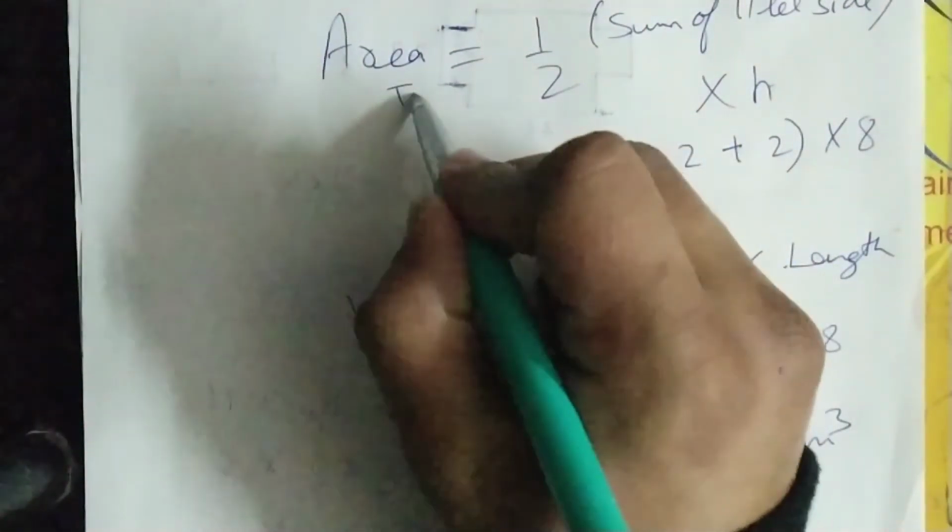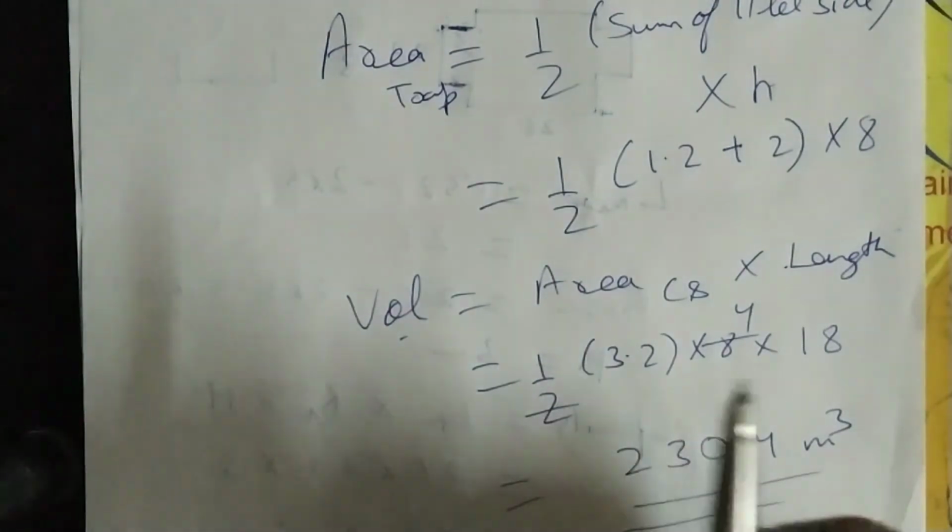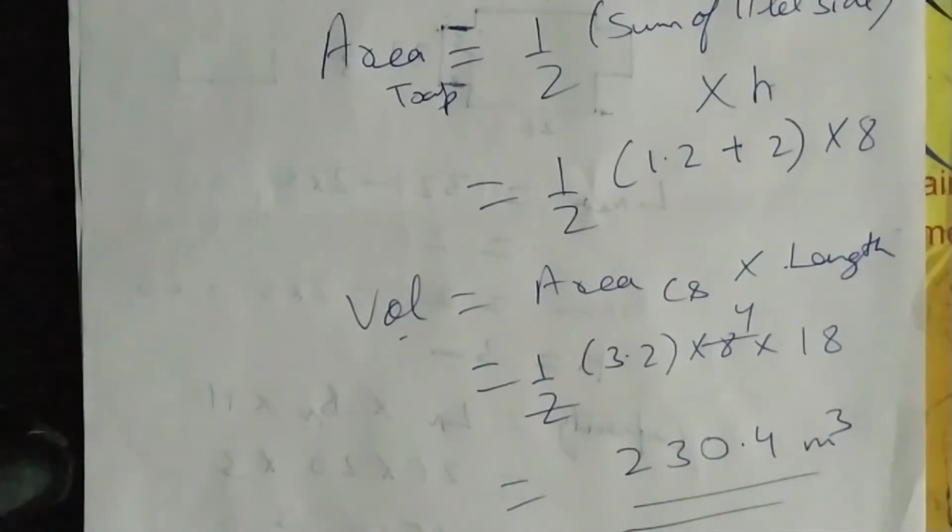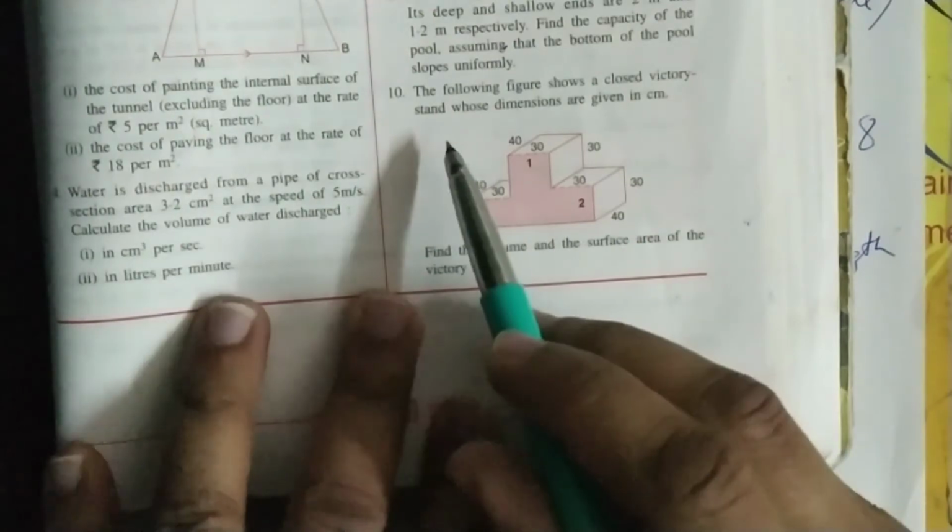This is area of trapezium. This is capacity of swimming pool. This is the last question.